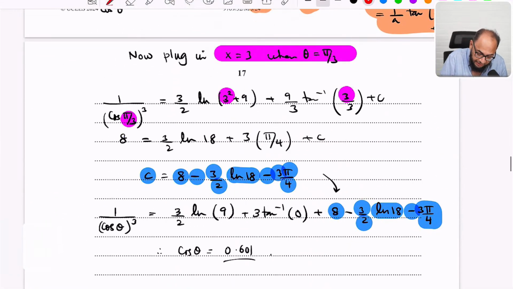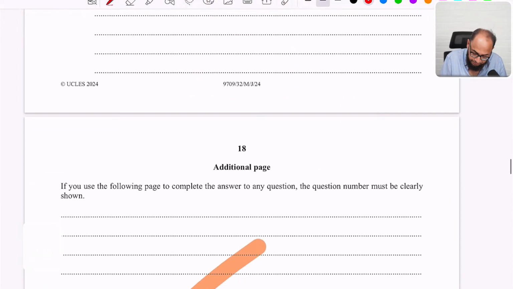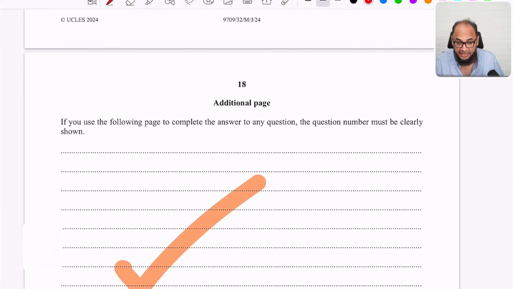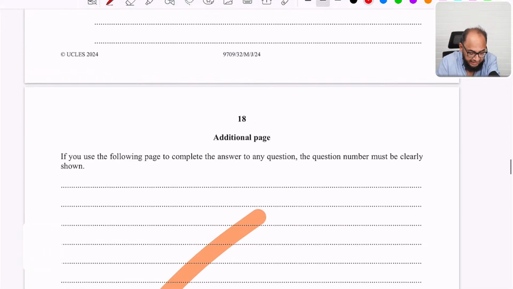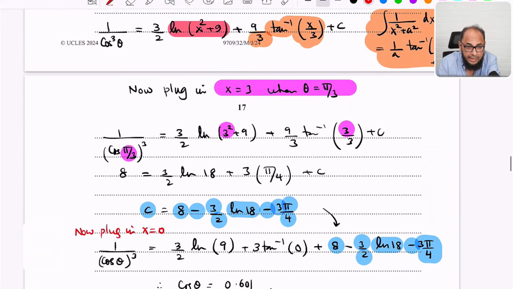So now let me write it. Now plug in x equals 0 and we solve and we get this answer. And that completes the paper. So that was all about it. And I think you have enjoyed this session. So I'll soon be starting the other thing.